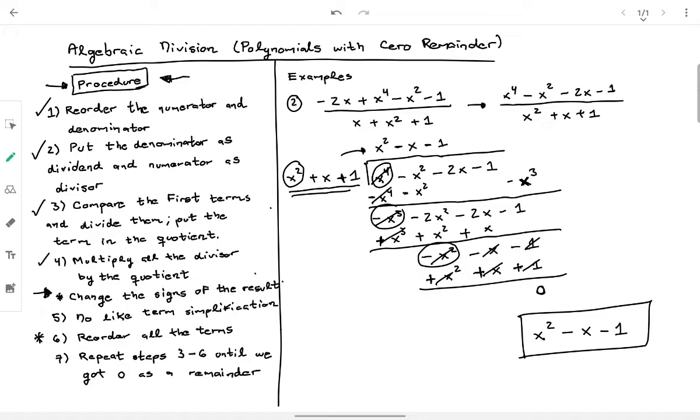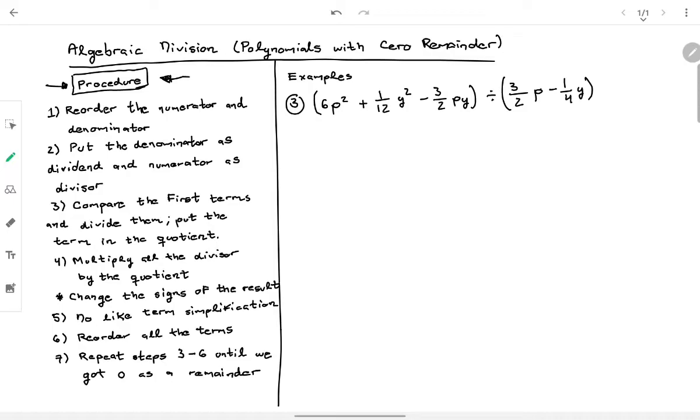So this one was another example. I will explain only one more example in order for you to do the activity. Let's see the last example. In this exercise, we have something like this with fractions. The process will be the same. Maybe it can get a little tricky, but the process is going to be the same. First step, reorder the numerator and denominator. Then put the denominator as dividend and numerator as divisor. So I will do both steps at the same time.